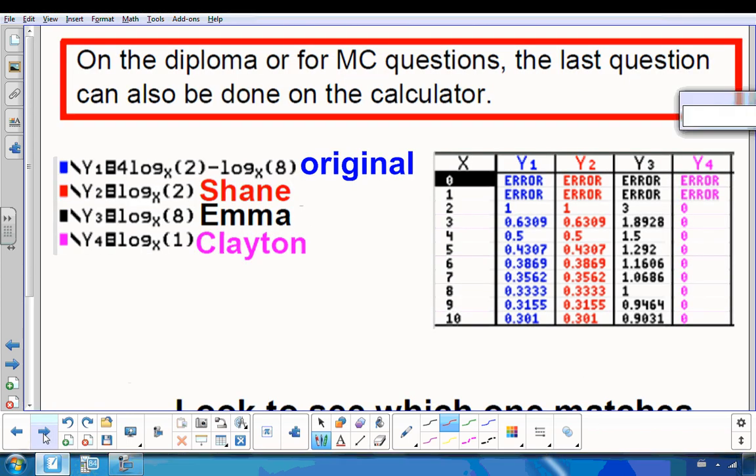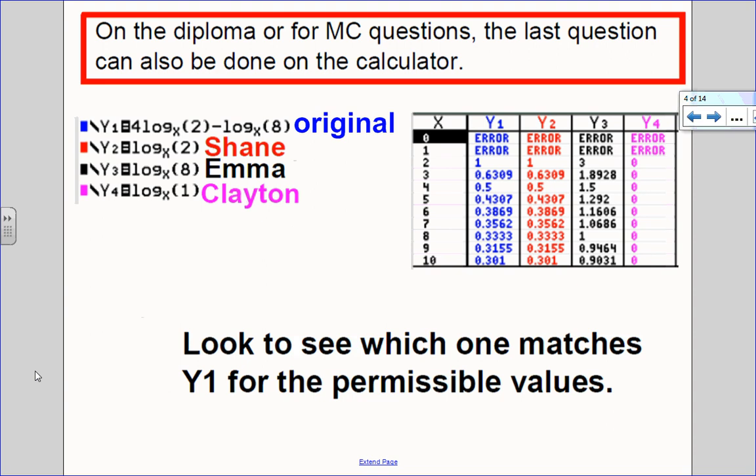So if this was a diploma question, say a multiple choice question, or an exam question for that matter, we could have put all of these into the calculator. So the original question in y1, and then I put Shane, Emma, and Clayton's into y2, y3, and y4. You could just do it one at a time, and you just look to see which one matches. The one that matches is the one that is correct. So you can see that these two match, so that's why Shane is correct. Emma's doesn't match, that's why she's wrong, and Clayton's doesn't match. His is probably the worst solution. So it's all zeros all the way down.